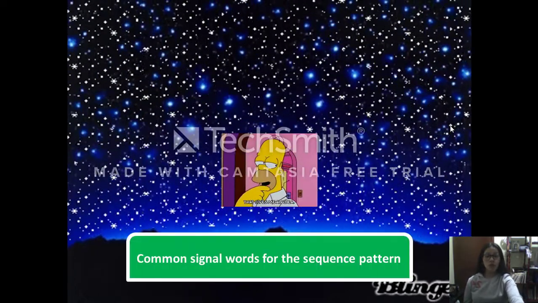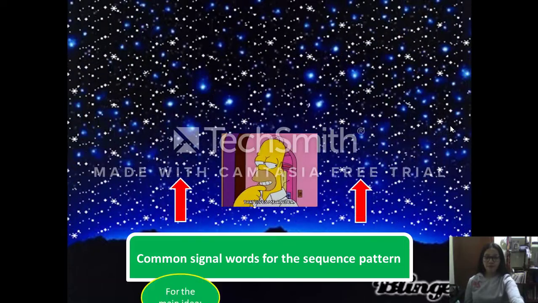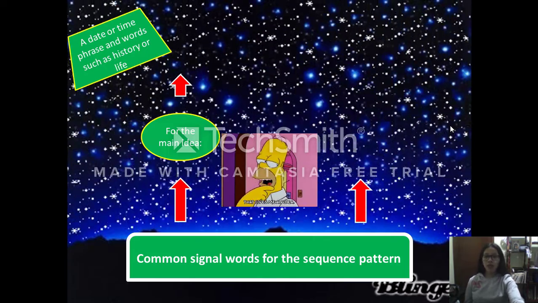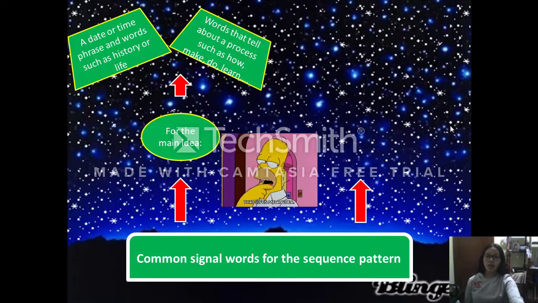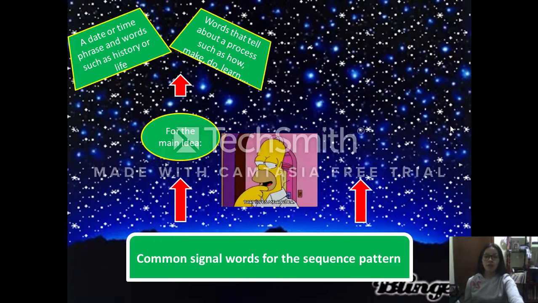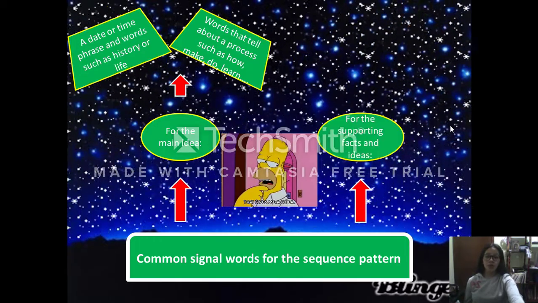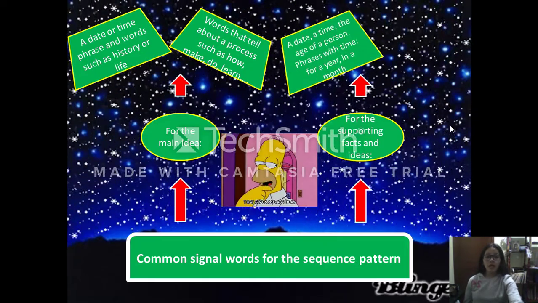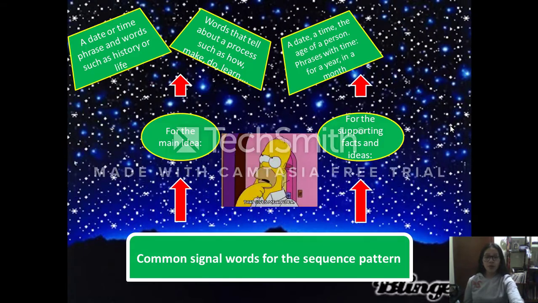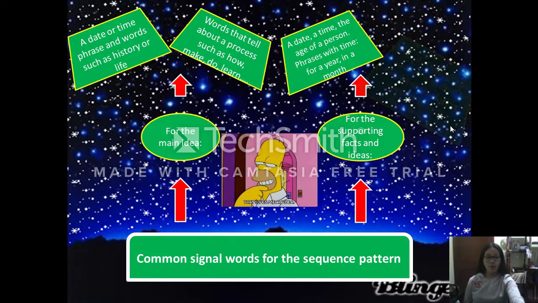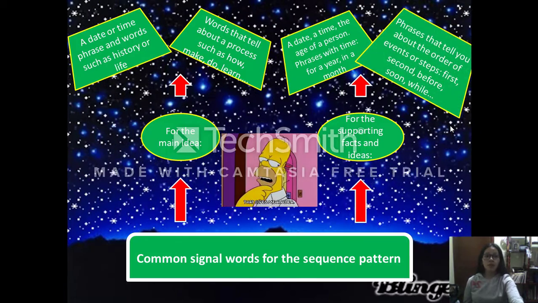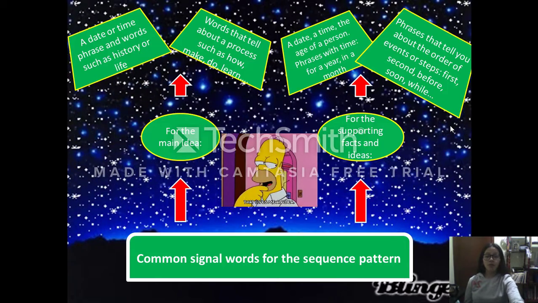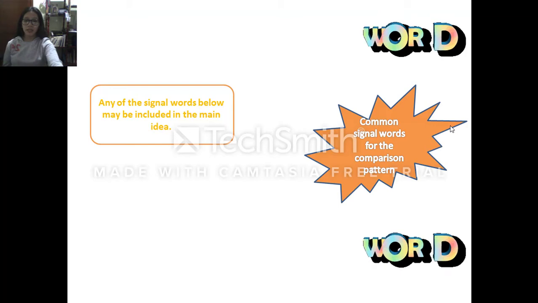Common signal words for the sequence pattern. For the main idea, we have date or time phrases, words such as history or life, and words that tell about a process such as how, make, do, and learn. For the supporting facts and ideas, we have a date, a time, the age of a person, phrases with time like for a year, in a month, and phrases that tell you about the order of events or the steps: first, second, before, soon, while, etc.